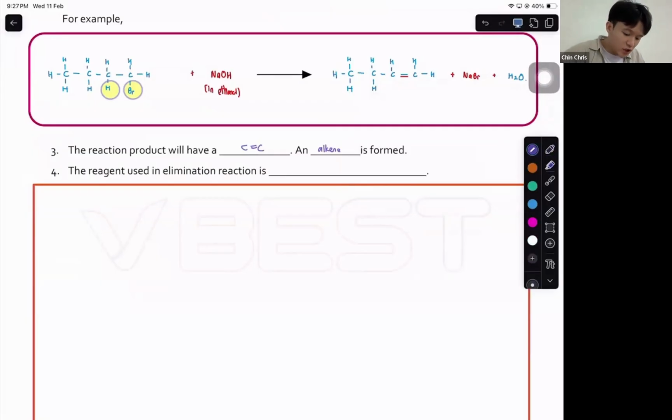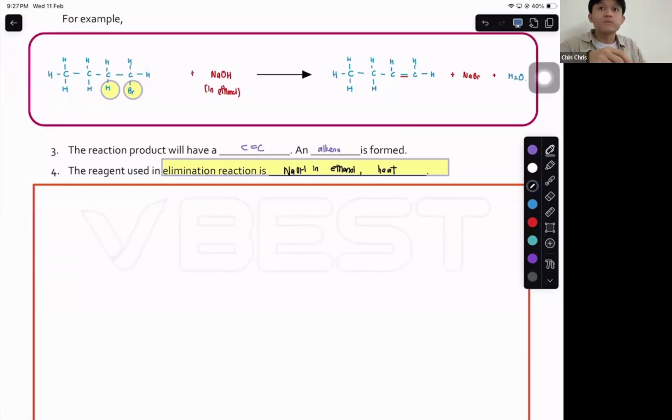Okay, guys, the reagent that we are using, remember, it must be NaOH in ethanol. So remember NaOH in ethanol, and you have to heat it. That's it. Heat under reflux is for alcohol, not this one. I will talk about heat under reflux later on. So many things, but boys, organic is all about memorizing.